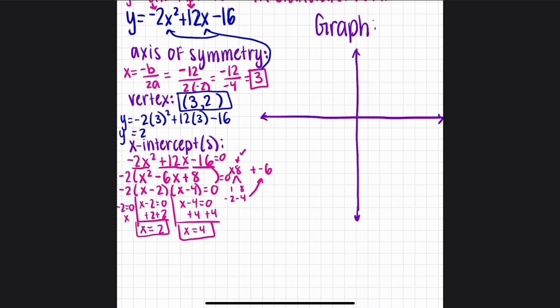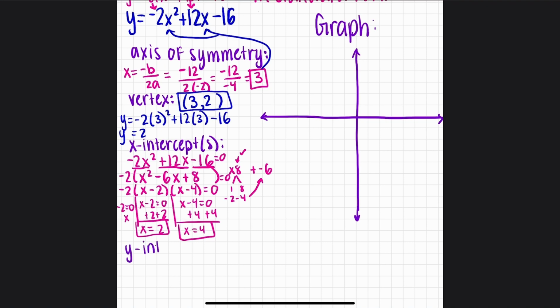Sometimes you won't have x-intercepts. That just means it doesn't cross the x-axis, okay? Or sometimes you only have one. That means the vertex is probably on the x-axis. That's usually what that means.